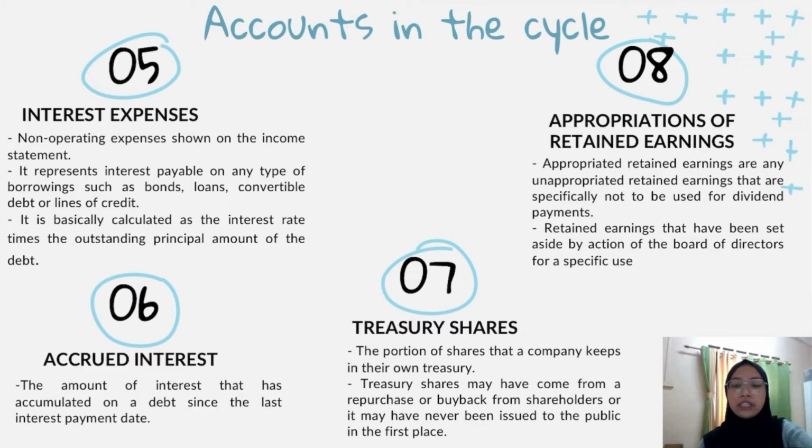Number 7, treasury shares. Treasury shares is the portion of shares that a company keeps in their own treasury. Treasury shares may have come from a repurchase or buyback from shareholders, or it may have never been issued to the public in the first place. Number 8 is appropriation of retained earning. Appropriated retained earning, unlike unappropriated retained earning, is specifically not to be used for dividend payment. Retained earnings that have been set aside by action of the board of directors.